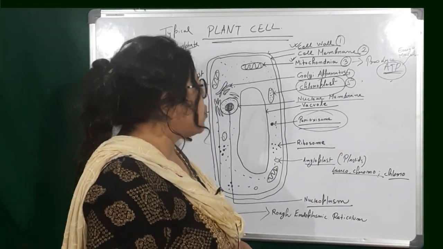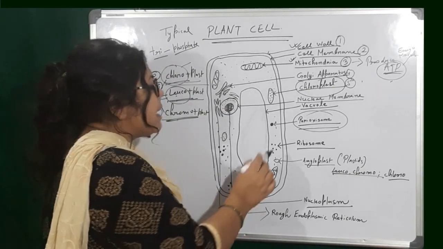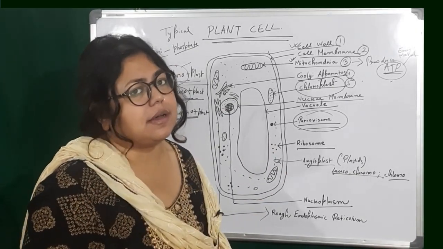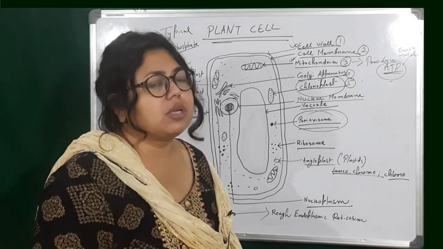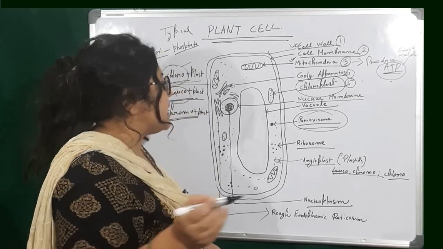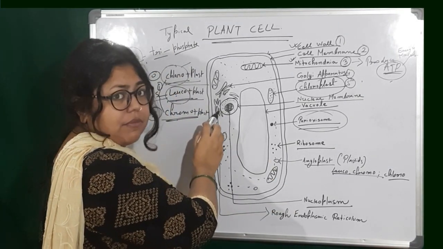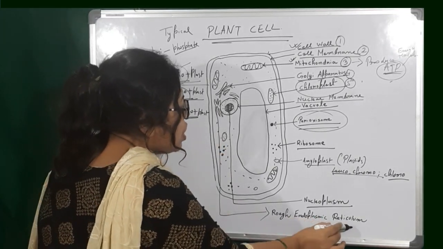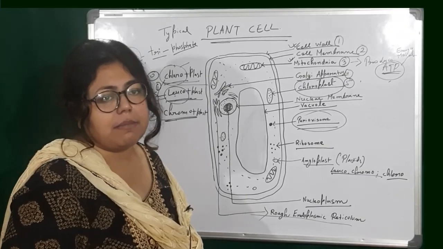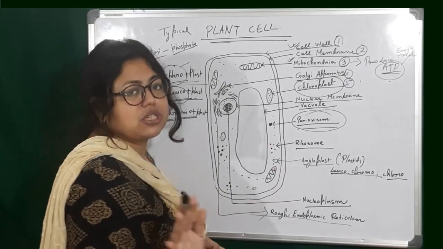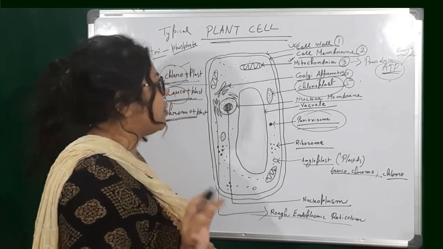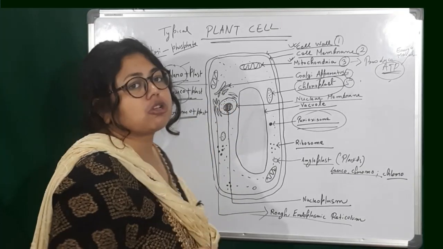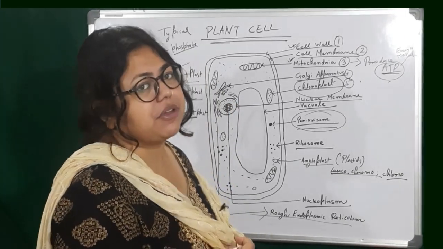After the peroxisome we come to the ribosome. Ribosome, as you know, is a unit that helps in protein synthesis. It sometimes gets attached to the endoplasmic reticulum. When it is attached to the endoplasmic reticulum, it is called the rough endoplasmic reticulum, and when it is not attached, the endoplasmic reticulum is called the smooth endoplasmic reticulum.